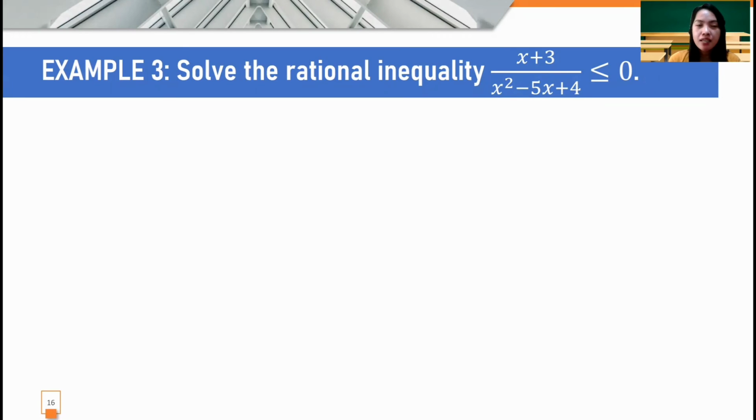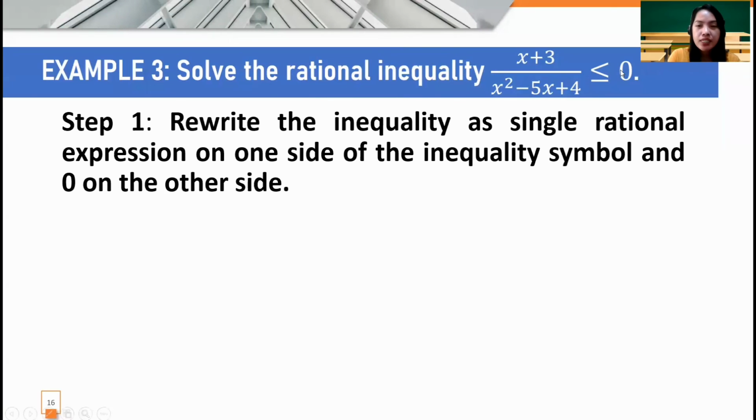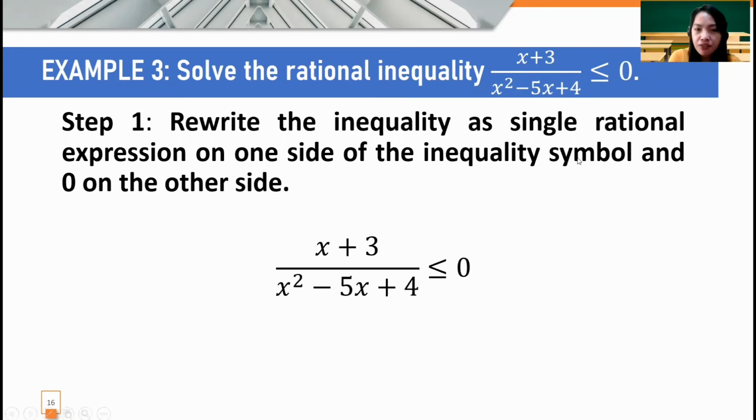Example number 3. Solve the rational inequality x plus 3 all over x squared minus 5x plus 4 less than or equal to 0. For step number 1, we're going to make the left side a single term and the right side of the inequality 0. Since in the given, there is only one term on the left side, and 0 is already on the right side, we're done with step number 1.